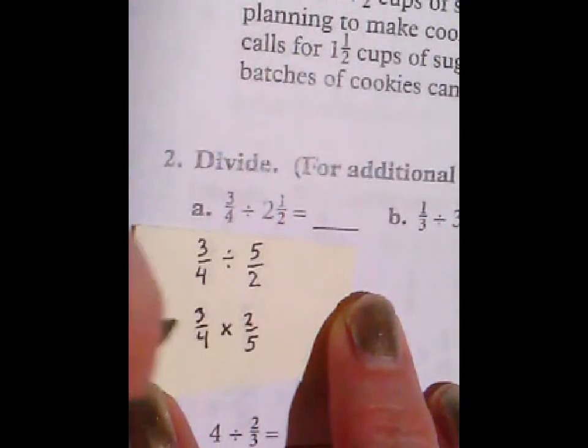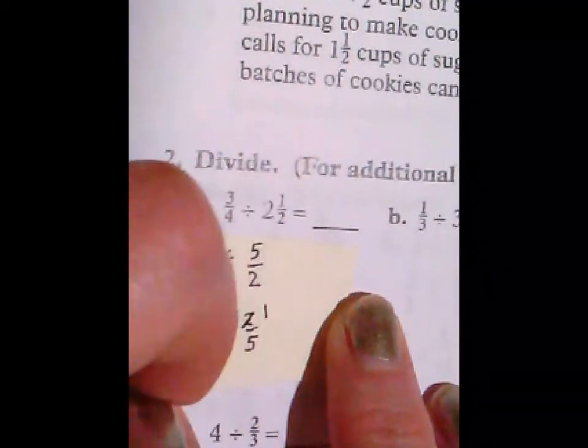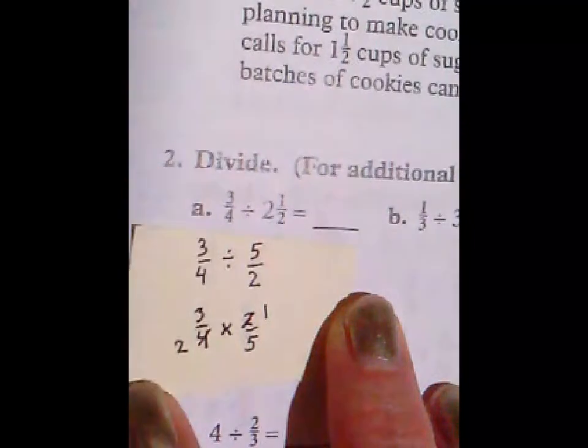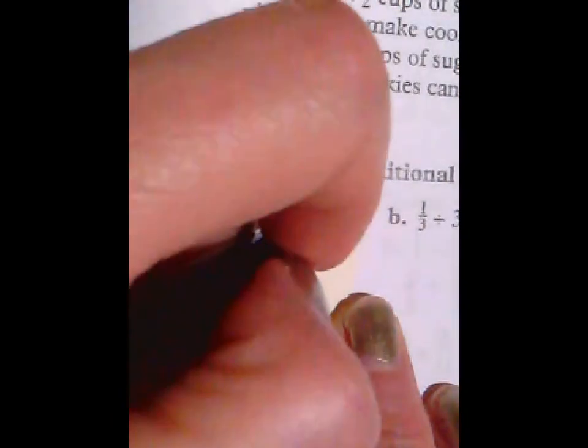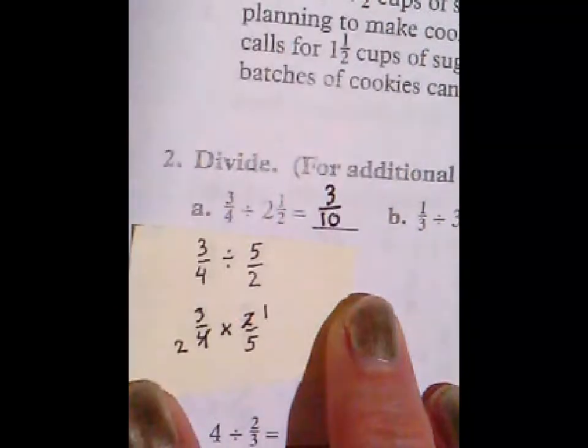And we can cancel the 2 and the 4, so the 2 becomes a 1. The 4 becomes a 2. Can't cancel the 3 and the 5, so multiply straight across. 3 times 1 is 3, and 2 times 5 is 10. 3/10. See? Easy peasy, rice and cheesy.